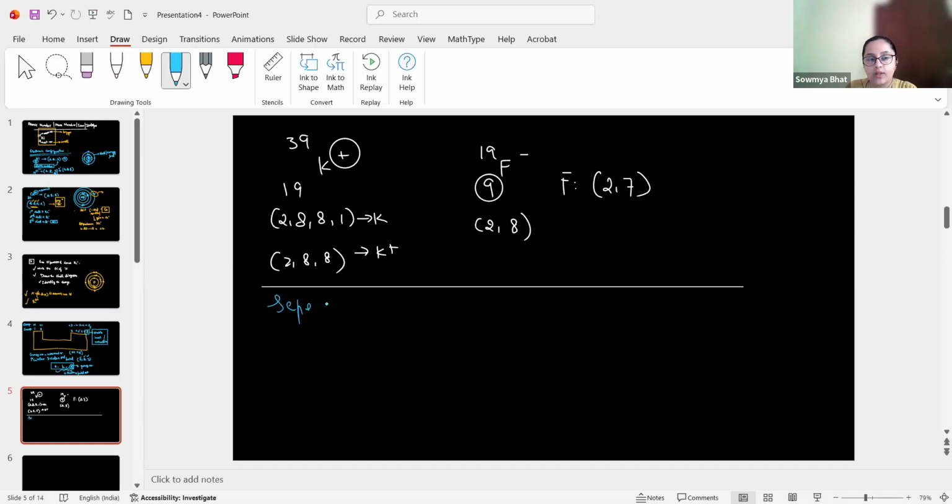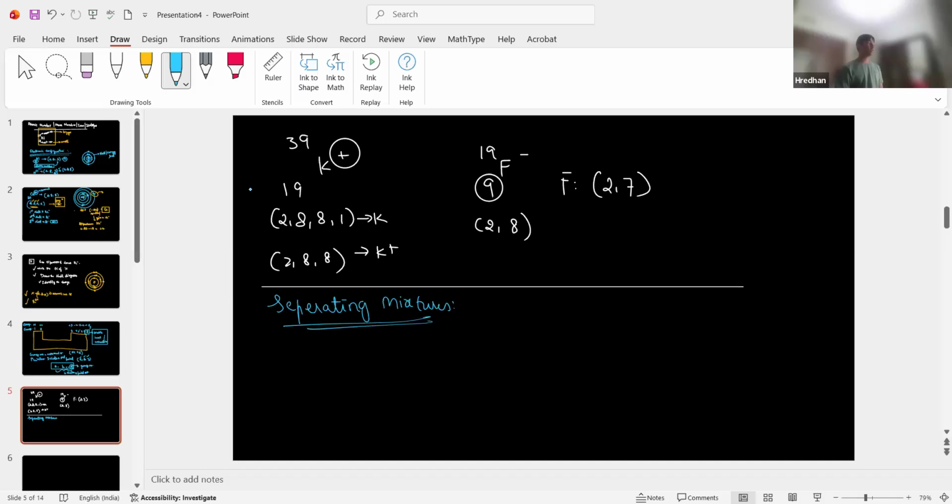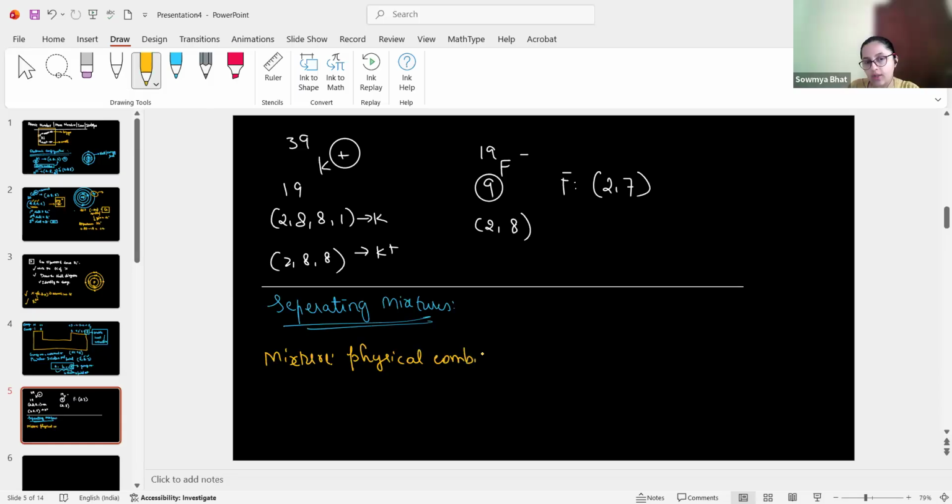What are mixtures? Okay, mixtures, I do know that they are a combination of elements that are not chemically bonded. So they are physical combinations, right? Physically connected, but chemically they're not. Can you give me some examples?